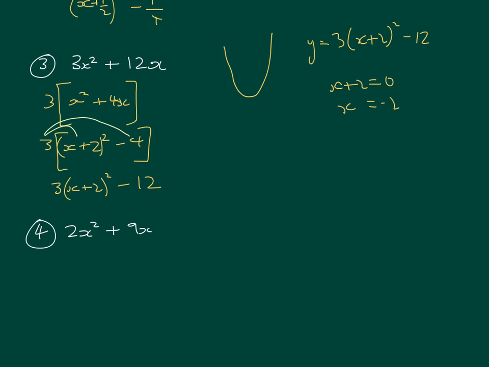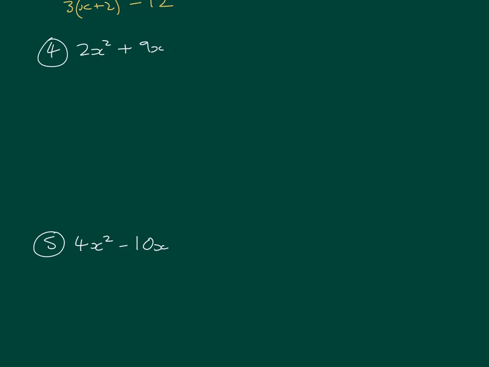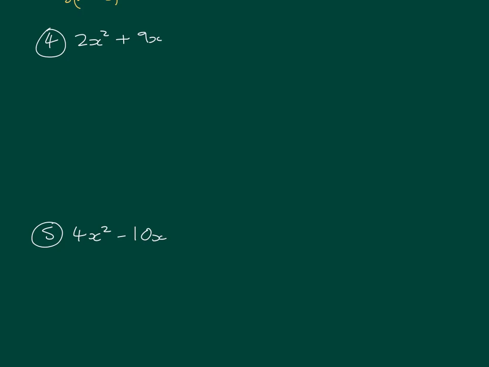So our coordinate here is when x is minus 2 and y is minus 12. So we found the coordinates of the turning point. We'll have a look at another example like that later in the video when there's a negative quadratic. So if we look at this next one, the fourth one, again it's a tricky example. This time we have to factorise out again.